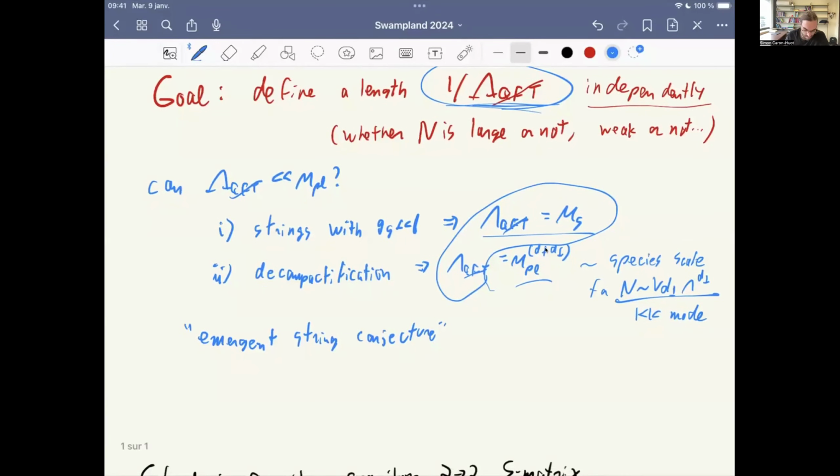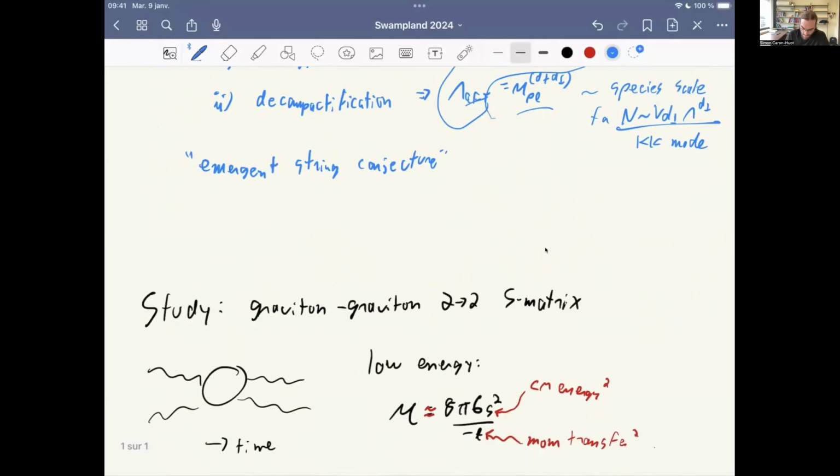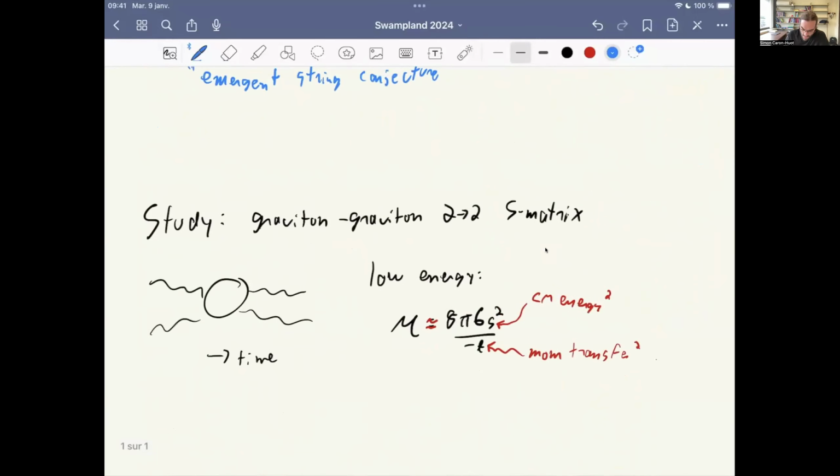So I'll say a few words about the way we approach this. What we study is the S matrix for 2-to-2 scattering of gravitons. So that's a process like that. Two gravitons go in, two gravitons go out. It's very easy to draw. It's very hard to measure.